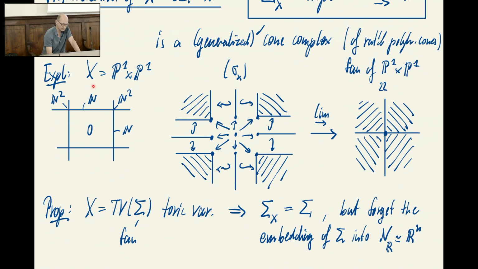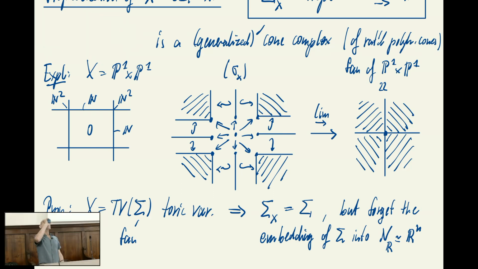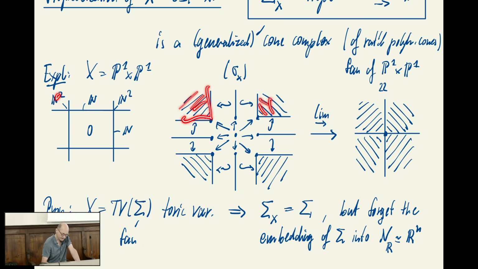Let's do this for P1 cross P1. So this is a geometric picture. So you have stalks 0, N squared. You look at the corresponding cones. So each N squared gives you a quadrant. Each of the N's gives you some half line, and the origin, the 0, in the middle gives you one point. And then here are all these face inclusions. And obviously, if you take the colimit, you will just get this picture that you recognize, if you know toric geometry, as the fan of P1 cross P1. And that's quite a general phenomenon.